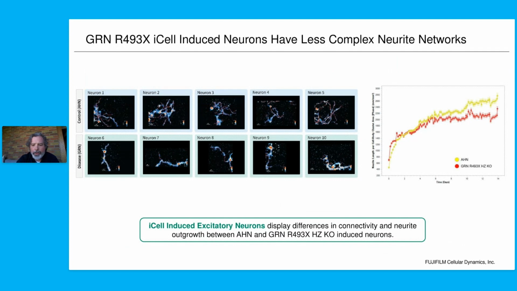So to put it all together, we're observing that while the granulin R493X induced excitatory neurons have higher firing frequency and levels of activity, they're more limited in their connectivity and maturation of their neurite network. One theory is that the higher activity is resulting in emerging excitotoxicity in the GRN model that could be manifesting as and truncating the network development. But further experimentation is needed to understand that.